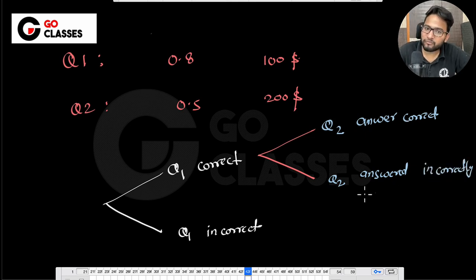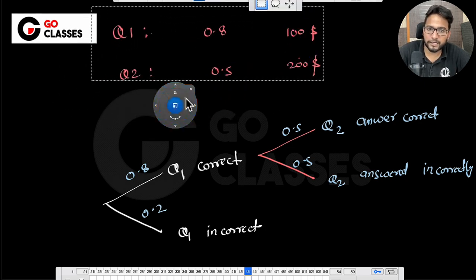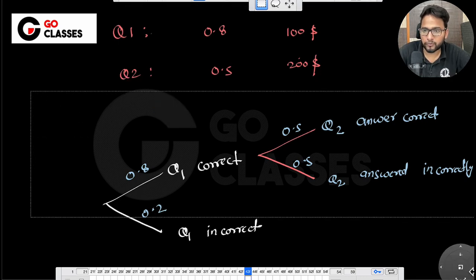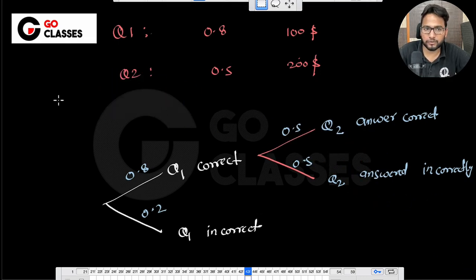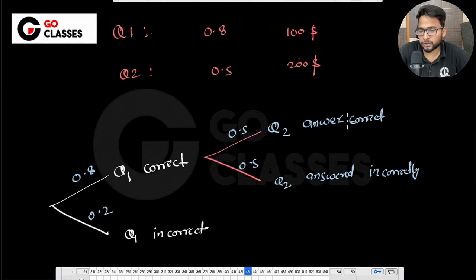So this is the tree diagram where you start with question 1. The probability of answering question 1 correctly is 0.8, and the probability of answering it incorrectly is 0.2. Here the probabilities are 0.5 and 0.5. I hope you understood how we are getting this tree diagram. If you start with question 1, either you answer it correctly and then go to question 2. At this particular point, how much prize will you be winning? 100 plus 200, because you have answered both correctly, so 300.